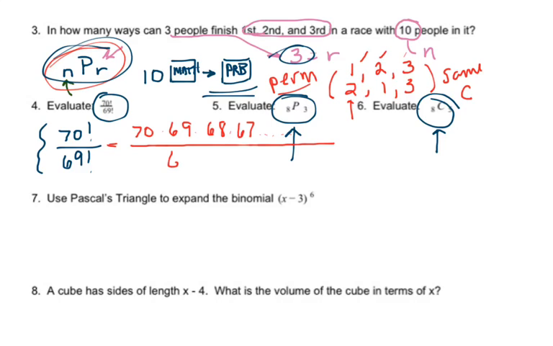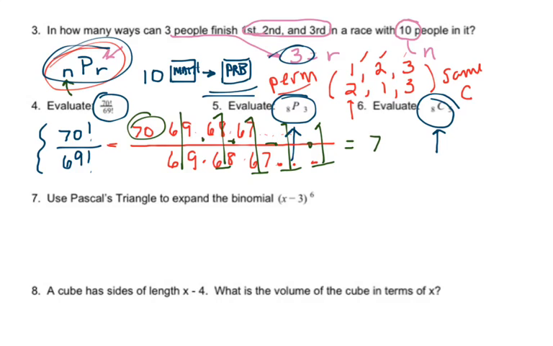So you have to use the definition of factorial to realize that when you have this division problem, what you have is a bunch of 1s here, because 69 over 69 is 1, 68 over 68 is 1, 67 over 67 is 1, and so on down the line. So these are all 1s multiplied times 70. And so your final answer is just 70.